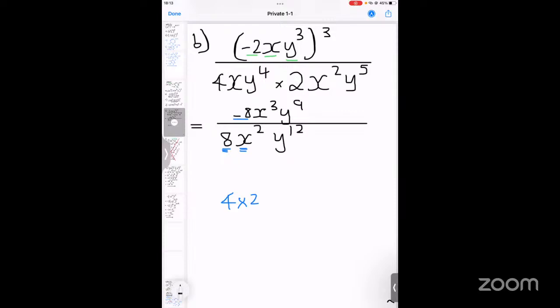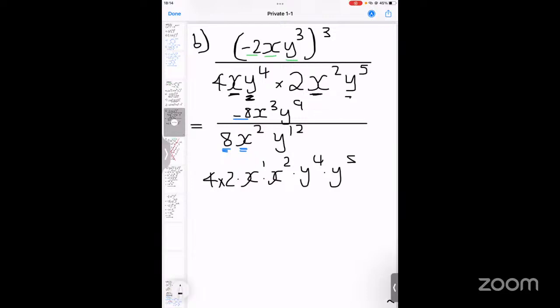Let's see. Because you see that part of the denominator, we don't have the brackets there, isn't it? Yes, you don't. So if we don't have the brackets, you group them as like terms. So this one, you group it with that one. This, you group it with that one. Meaning you have 4 times 2, you have x to the 1, you group it with x to the 2, you have y to the 4, you group it with y to the 5.